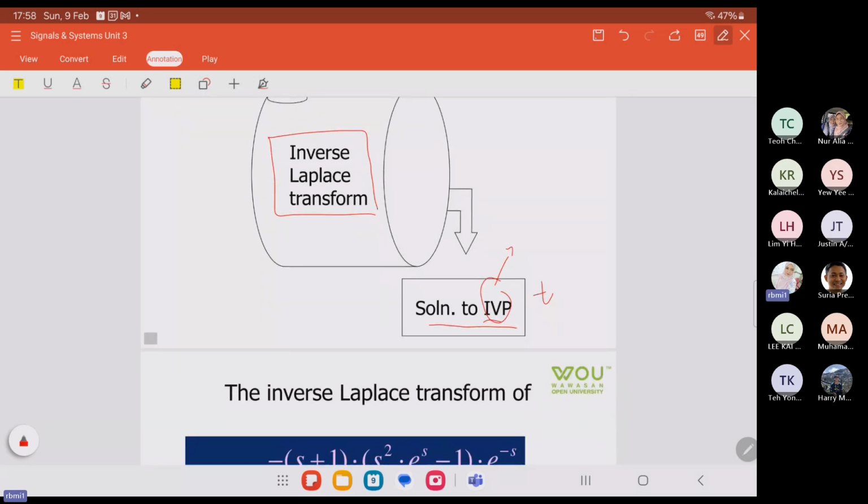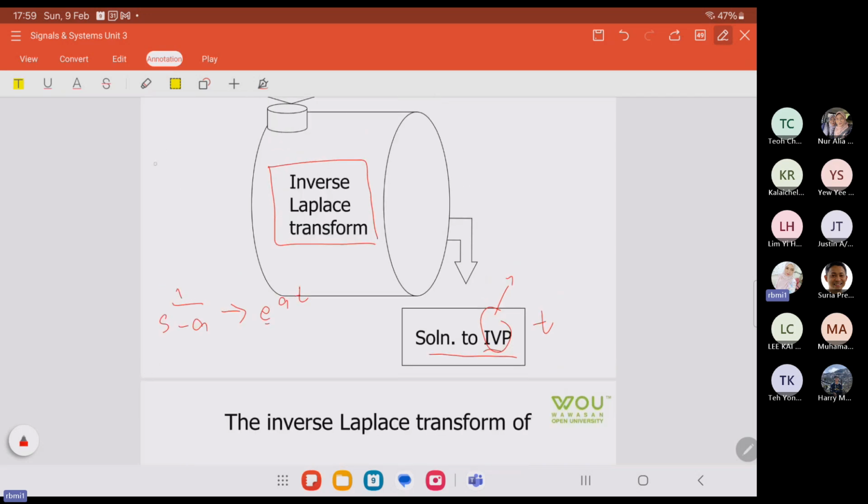For example, if we have the inverse transform of 1 over S minus a, if you have the table, you can see in the table what the function in the time domain will be. It is actually, oh sorry, e to the power of t. e is the exponential. To write for inverse, this is for the Laplace inverse.